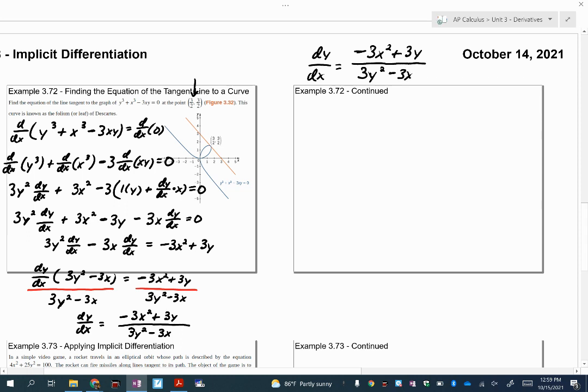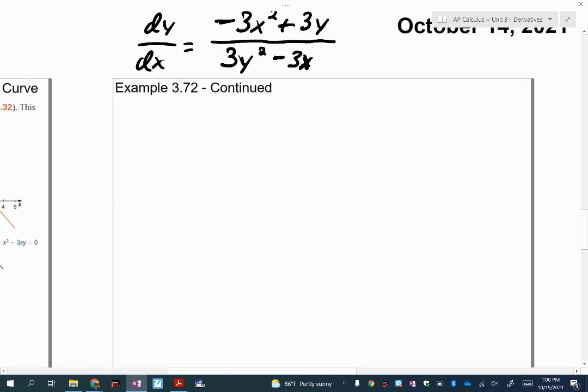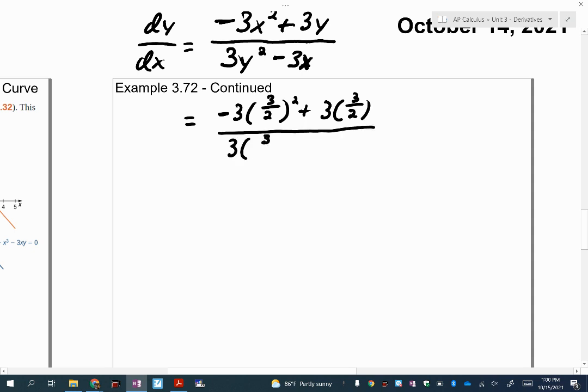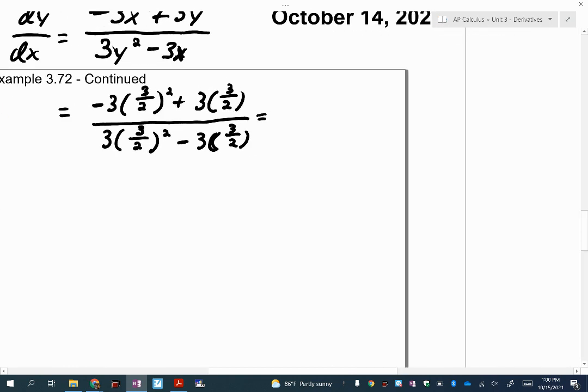minus 3x. And now wherever I see x and y, I'm going to plug in 3/2. They just happen to be the same. So that's going to be equal to negative 3 times 3/2 squared plus 3 times 3/2 all over 3 times 3/2 squared minus 3 times 3/2. If you wanted to save yourself some time, you could plug all this into decimals and get it for you. Right now, I'm going to keep going without a calculator.